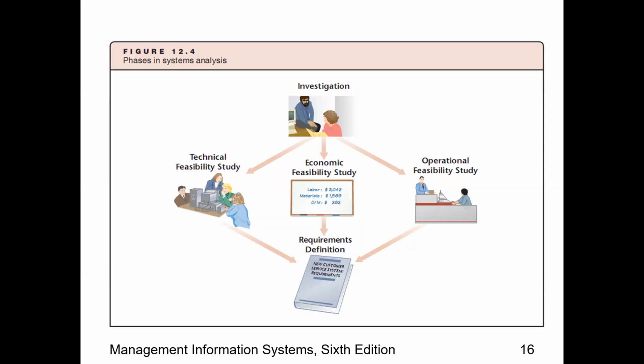So you can see that there's a flow from the investigation to the feasibility, then from the feasibility to the requirement definition. This will be maybe the new customer service system requirement. It's in this book. This is what you take to your programmer, the guy who's doing the coding. The person doing this is the system analyst. You understand business need and IT. As soon as you take this requirement definition to a programmer, you know what to do.